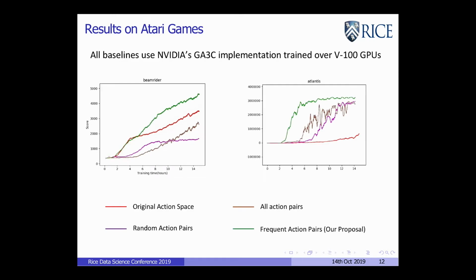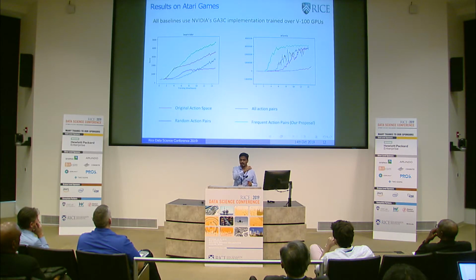Now, where does our proposed approach stand? It's like this. We can see that there is a glaring gap between the baseline algorithms and the case where we append frequent action pairs to the action space. Although we show only 2 games, we experimented with a lot more games, and each of these baselines is an average of 5 iterations. So definitely the trend is consistent across several games that appending frequent action pairs is doing something really good.